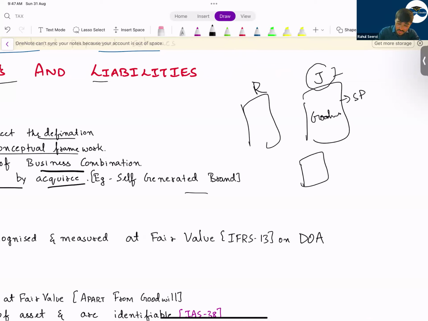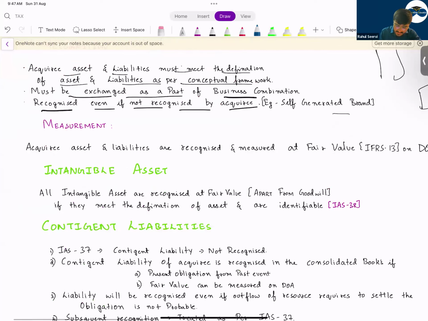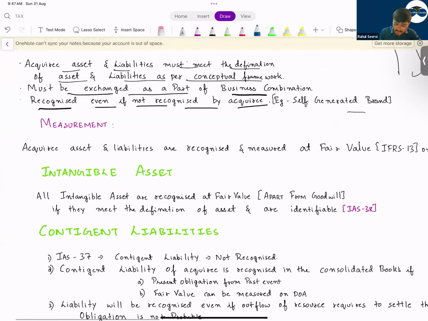And one more thing, if Geo company has a goodwill which belongs to some other company, that goodwill will not be recorded because it's not identifiable. This also comes in your exam for theory. So see now, measurement. Acquirer assets and liabilities are recognized and measured at fair value, IFRS 13, on the date of acquisition.